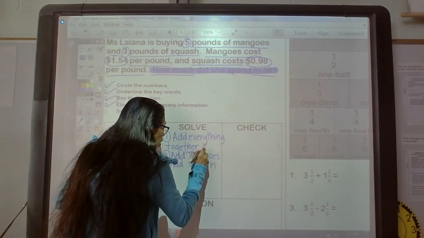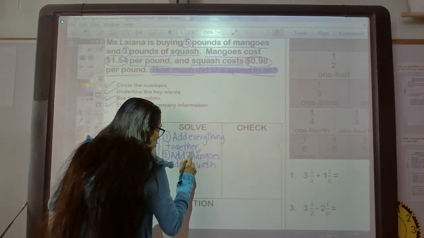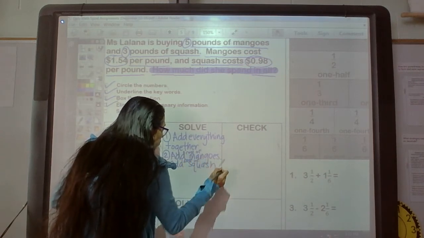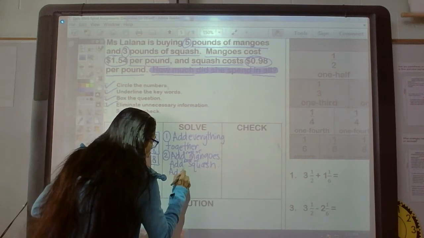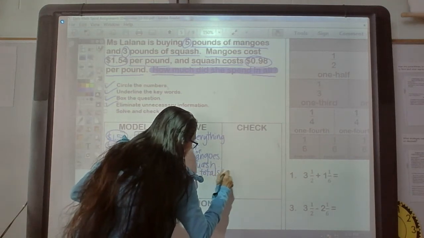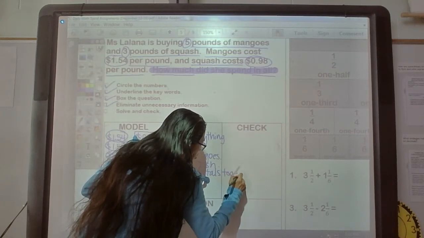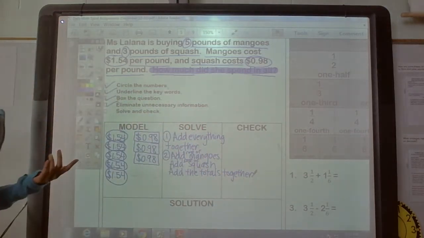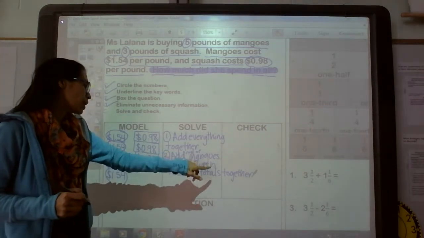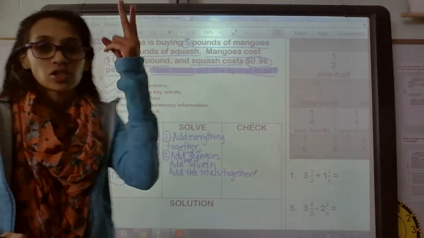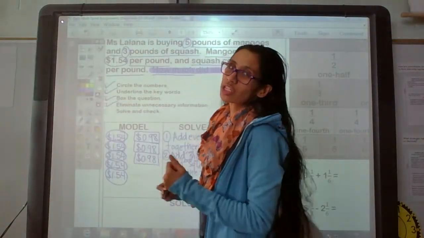Cost of mangoes. Cost of squash. And then what? Add the totals together. You know what? I'm going to go over. That's okay. Bam, right there. All right, can you see that? So that says add the cost of the mangoes, add the cost of the squash, and add the totals together. So that's the second way that you can solve that problem.